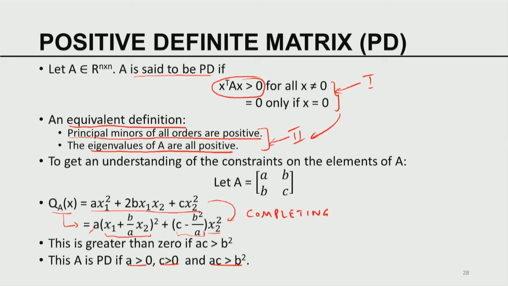I could have rewritten this by completing the square the other way, and that will give you C as positive. So a matrix of this type is said to be positive definite if A is positive, C is positive, and AC is greater than B square. So this is an example, with this condition, of a positive definite matrix. So you can see, not every matrix is positive definite. Positive definiteness brings constraints on the values of the elements of the matrices.